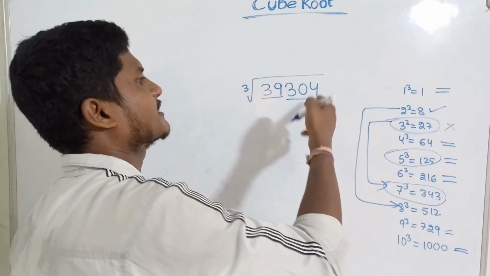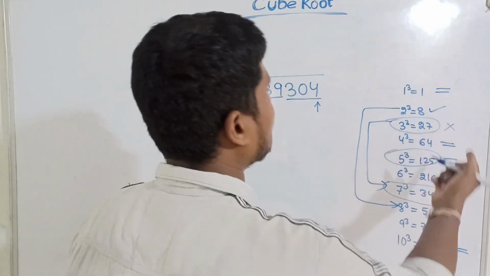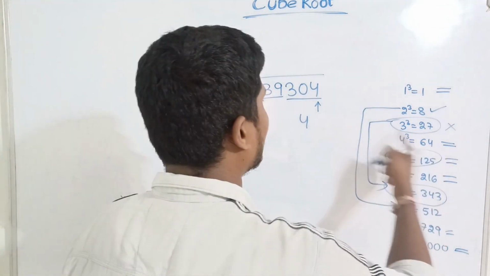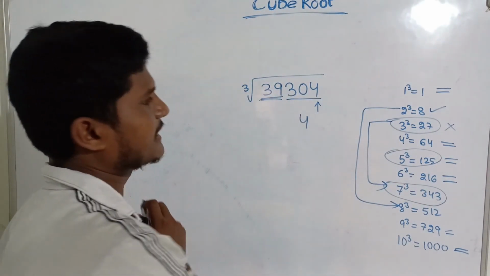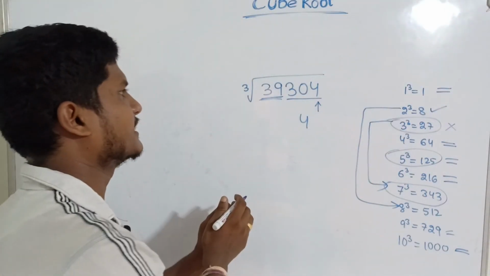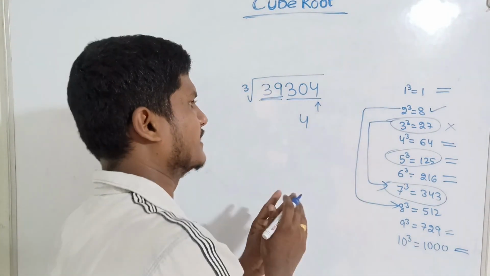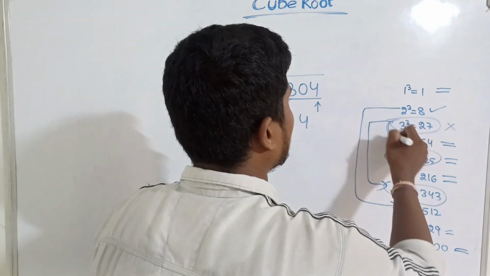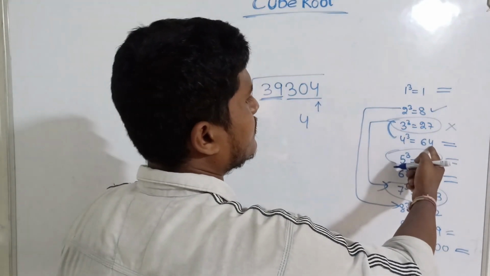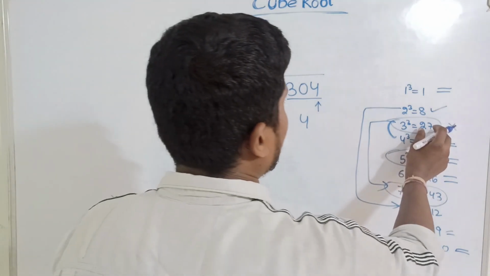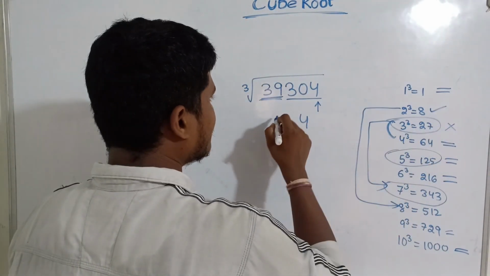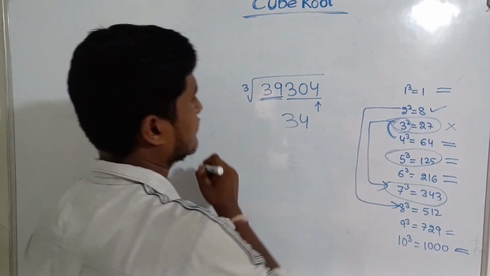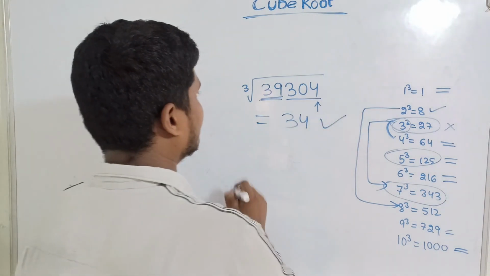So which number's cube has unit digit 4? Only 4 cubed. Just put 4 here. 4 cubed is 64, unit digit 4. Here 39. Which number's cube is nearest to 39, not more than 39? 3 cubed is 27, 4 cubed is 64. Which of these is more? This is more, so don't take the larger number, just take the smaller one. That means 3 cubed, so 34. What is the answer? 34.